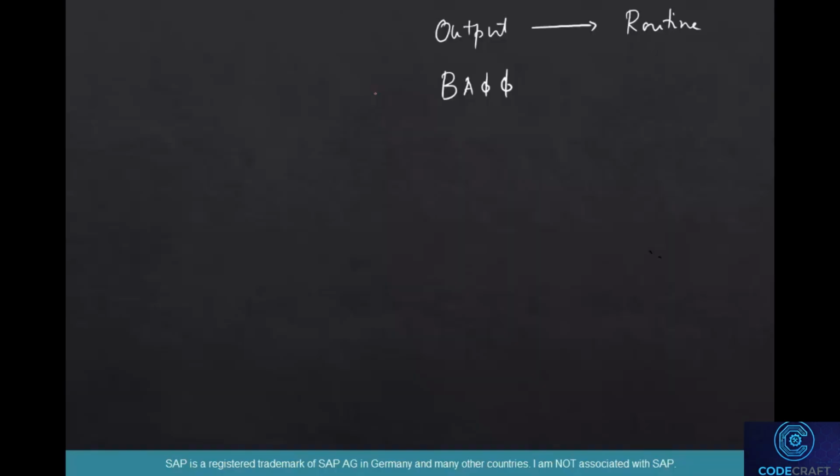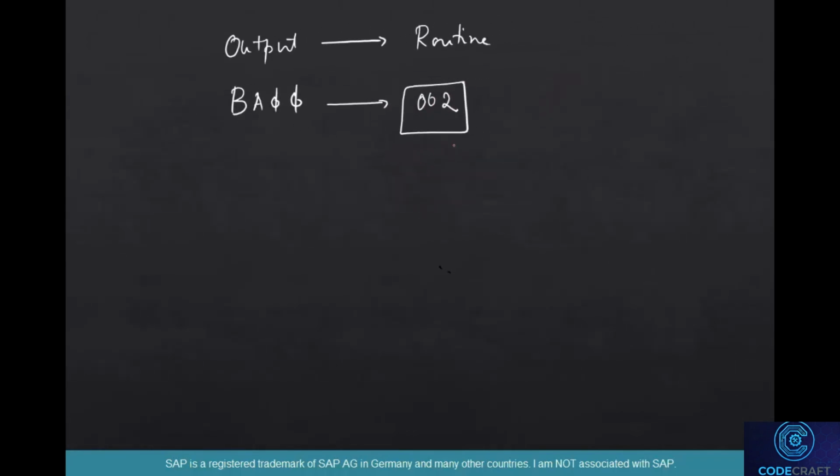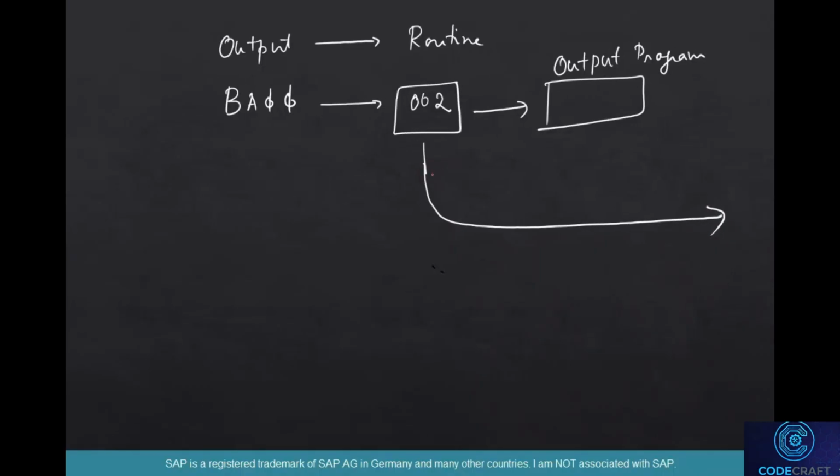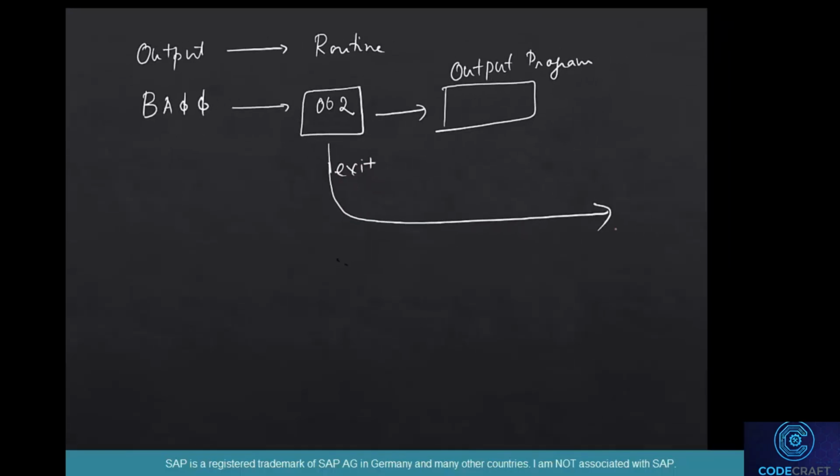So what has happened here? BA00 is associated with the routine 002, and if this routine is passed, meaning if it is successful, then it calls the output program. But if it fails, it does something else. We don't care what it does. Because of a certain condition, this has failed and it exited the program, and it's gone over to do something else.